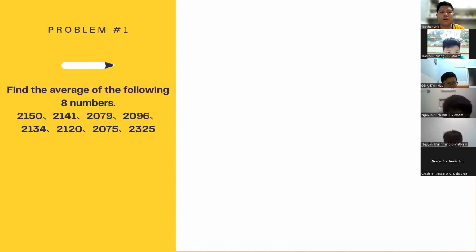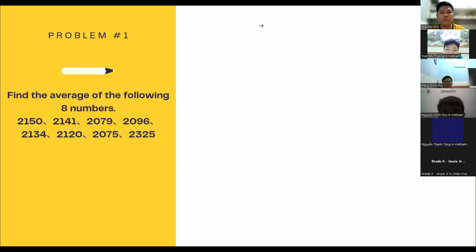Do you know the formula for the average of a set of numbers? When we say average, it is just the total sum over the number of items. For example, we have eight numbers, so the denominator will be eight. Some of you are answering 2140. Okay, let's see.